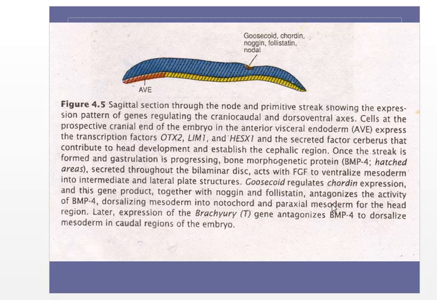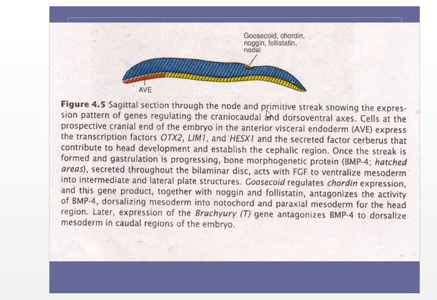For the head region, when the somite or paraxial mesoderm is formed, it means that the vertebral column is formed in this area. Later, the brachyury or T gene is expressed, and this brachyury gene antagonizes BMP4 to dorsalize mesoderm in the caudal region of the embryo.